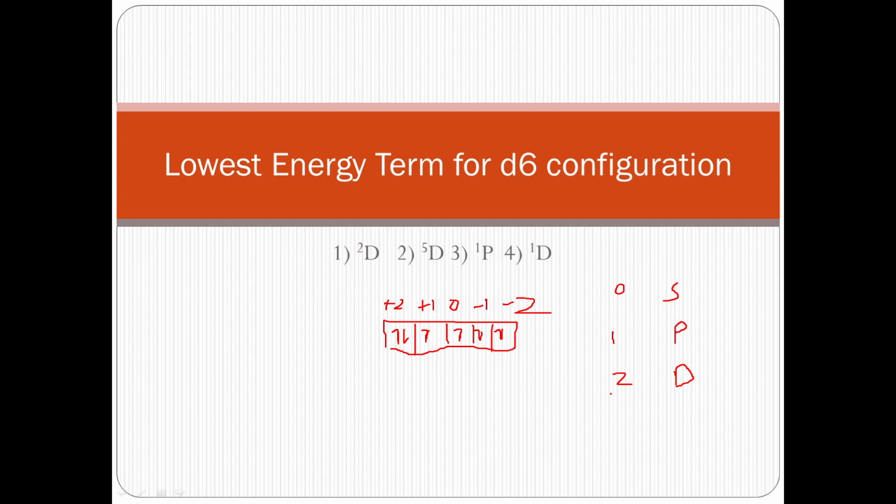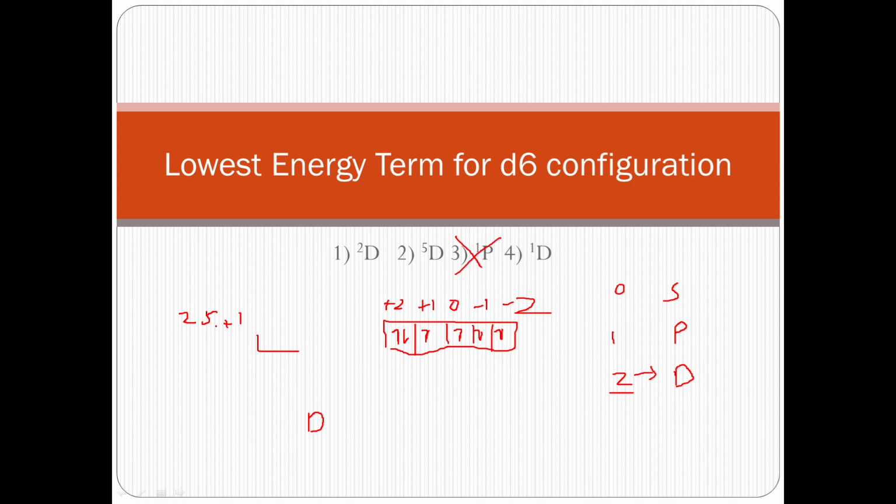So we got 2 as the orbital angular momentum, and the formula for term is 2S plus 1 into L. I'm just repeating so that you can have a little revision. 2S plus 1 into L, where L is our orbital angular momentum. So orbital angular momentum is 2, so the term equivalent to 2 is D, right? So we have D as our term over here, so we can cancel out the third option which is 1P, right?